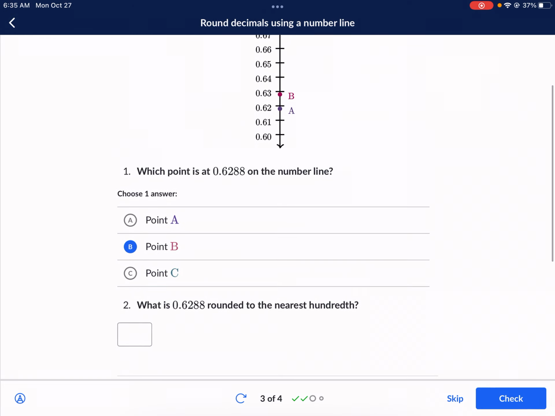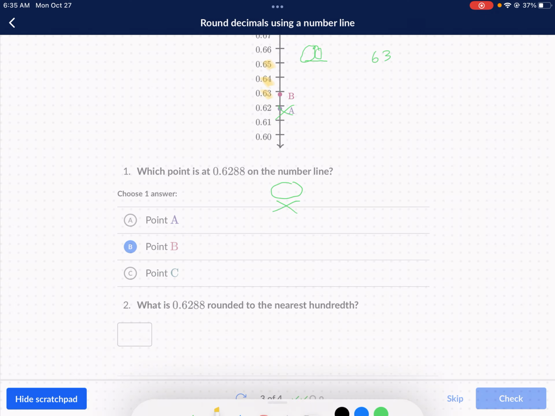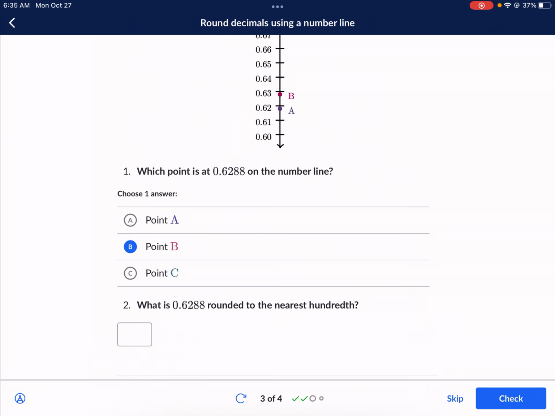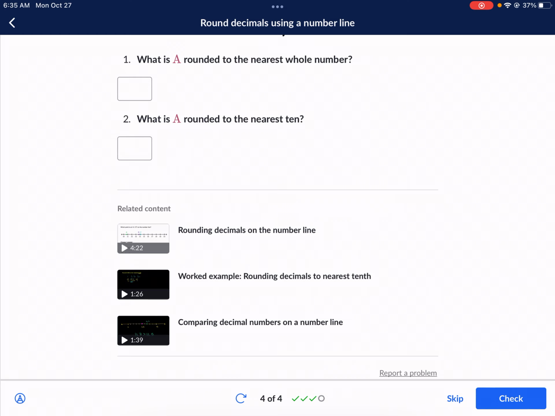And then what's it rounded to the nearest hundredth? Well, we can look at the graph here. The graph is written in hundredths, okay, 2 numbers after the decimal. What's it closest to? It's closest to 0.63. Let's look at it this way too. The number in the hundredths place is a 2, but the next number is an 8. That's 5 and above. We give it a shove, 0.63. That's what it's going to be. 0.63. Check it.